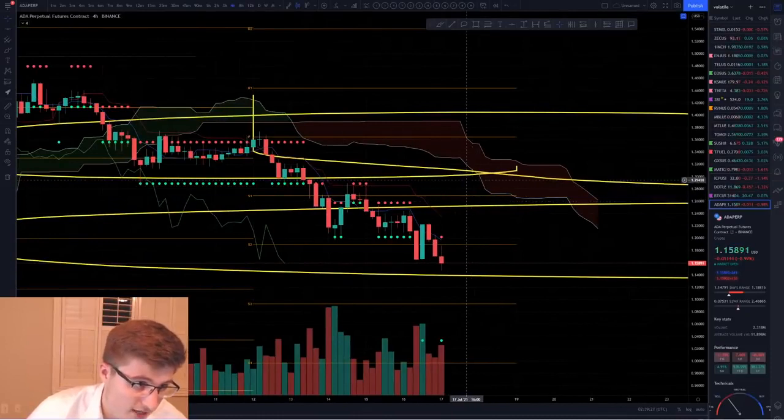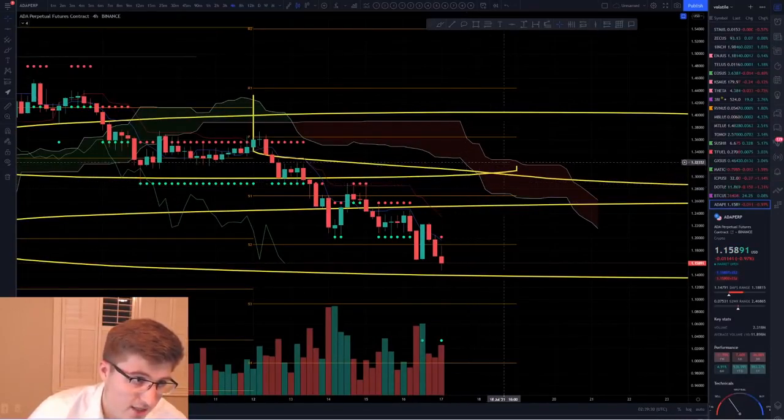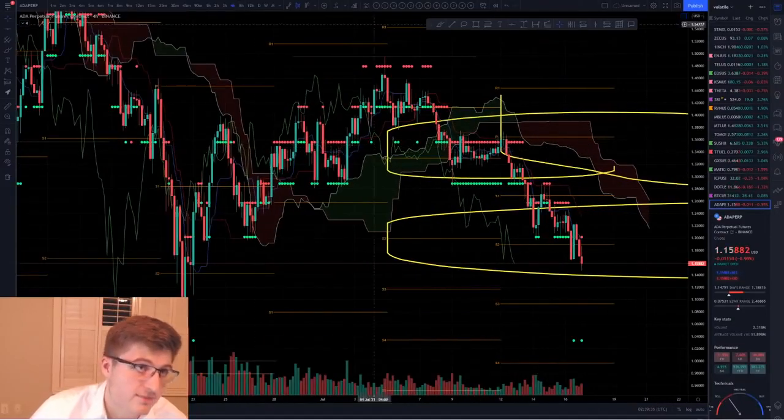We need to break $1.25. We need to break $1.29. We need to break above this Ichimoku cloud right here. It's looking pretty large on ADA.